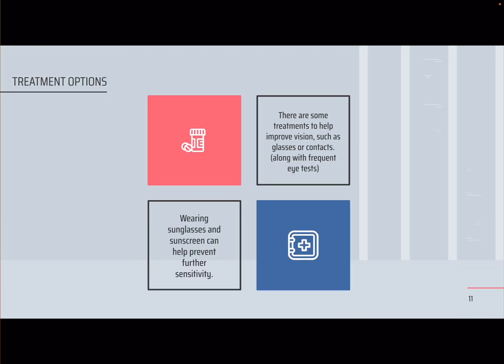For albinism, there are sadly very limited treatment options. This is because this condition is irreversible and you cannot get rid of it. But with that being said, there are some treatment options that can help improve your quality of life when living with this condition. This includes treatments to improve vision, such as glasses or contacts.